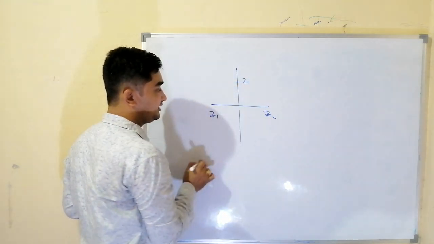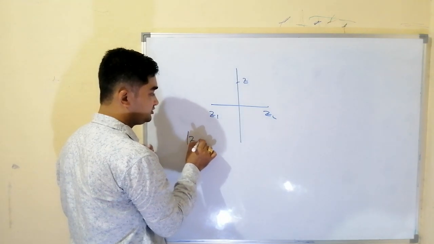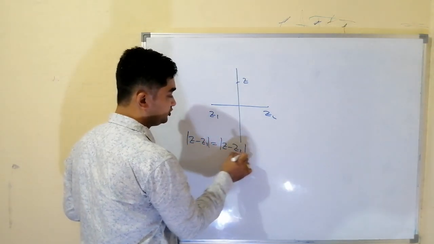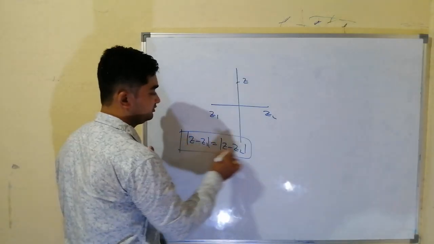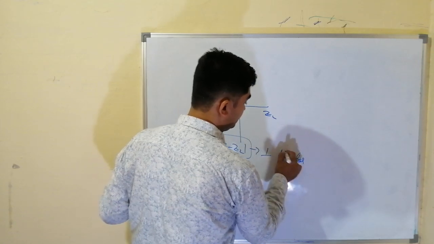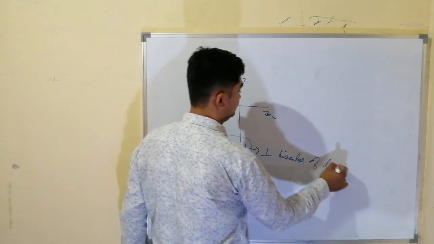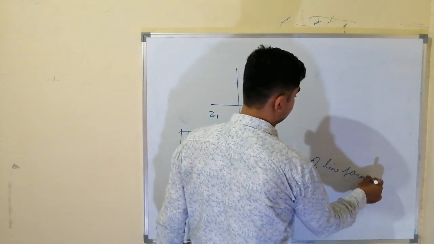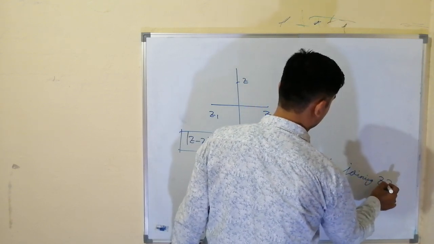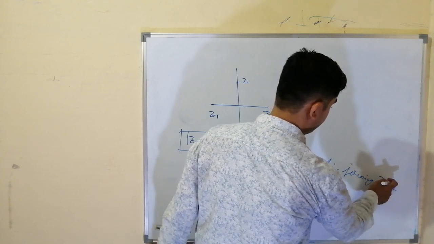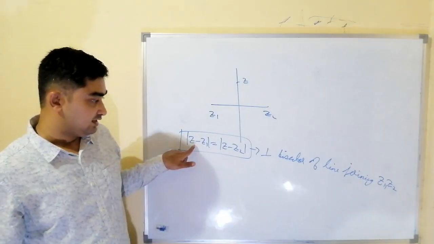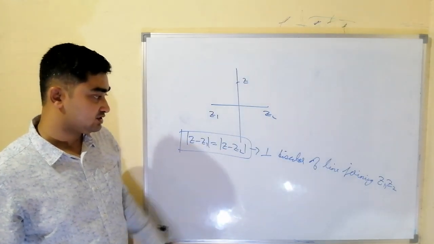Let us call that point z. So the distance of z from z1 should be equal to the distance of z from z2. So this is the equation of the perpendicular bisector of the line joining the points z1 and z2. That is, the distance of z from z1 should be equal to the distance of z from z2.